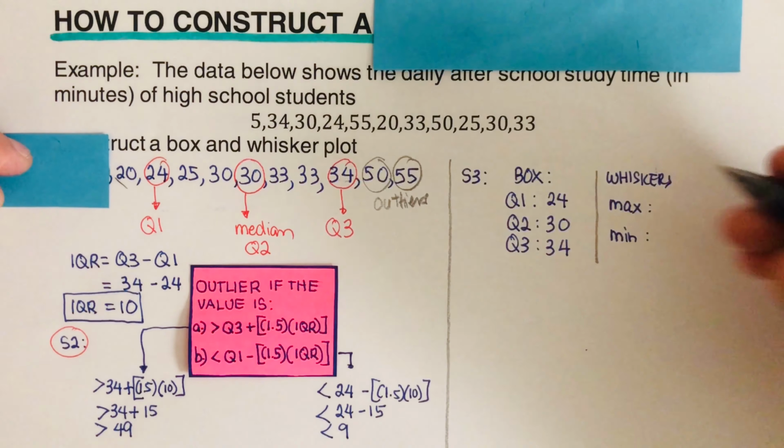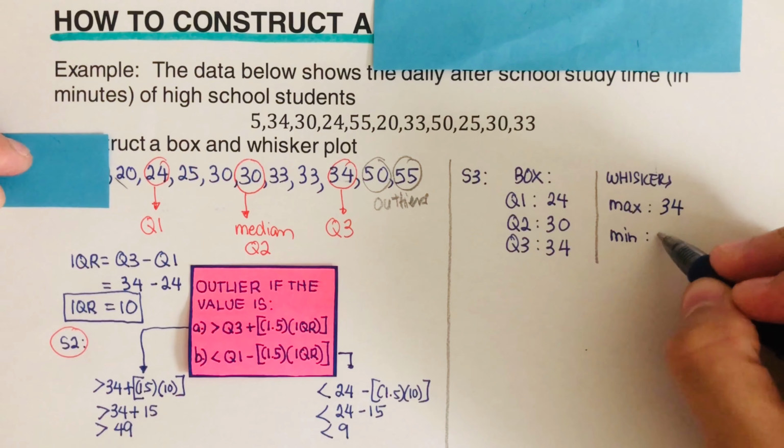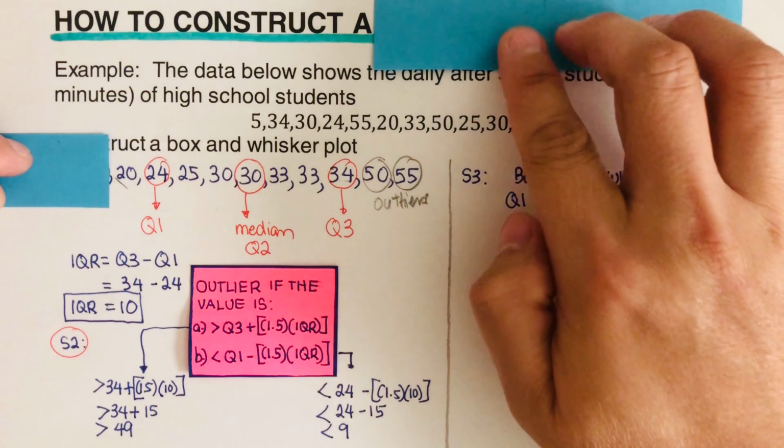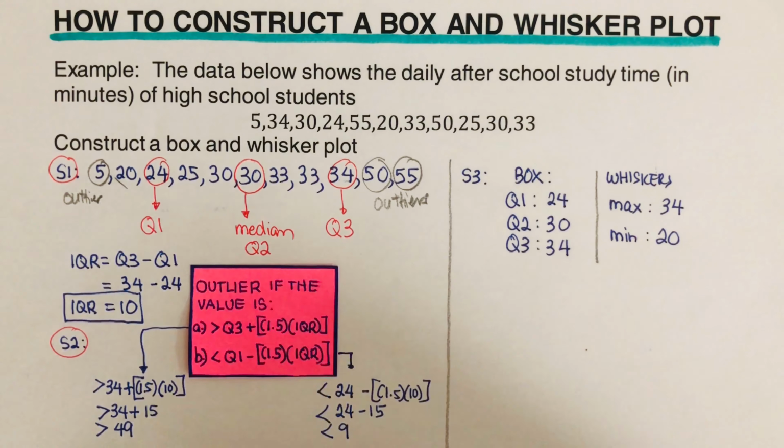So I'm gonna put that in here. So the max would be 34 and the minimum is 20. Again, I excluded the outlier. So that's the maximum, that's the minimum. So then from here, we are now ready to sketch the box and whisker plot.